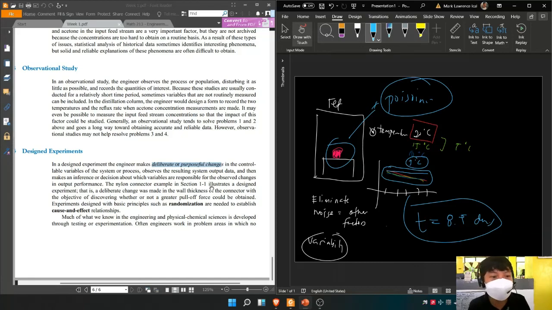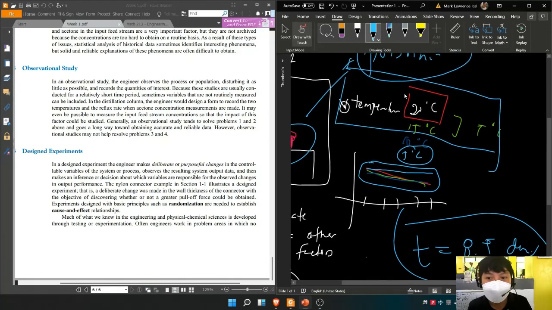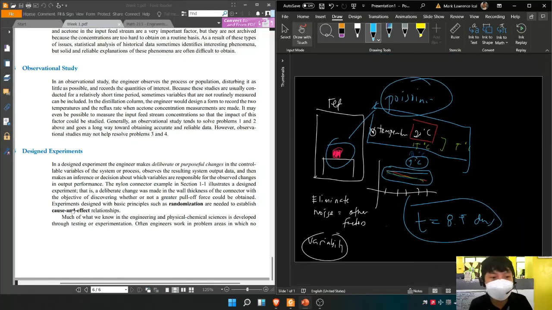So in design experiments, you eliminate all the possible sources of variability, and you're going to control only specific variables. In this case, sa cake sa loob ng ref, you only control the temperature. Control yung temperature. So that's how you do design experiments.